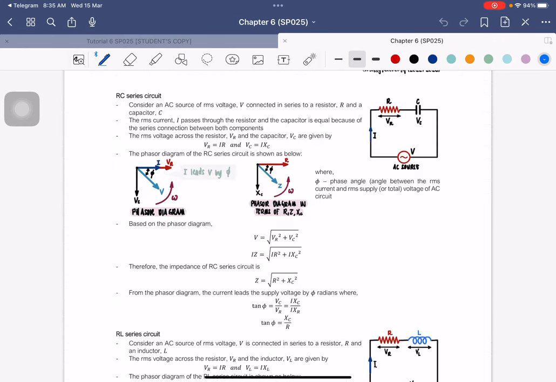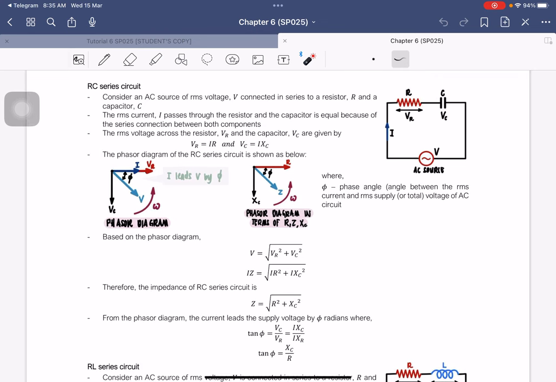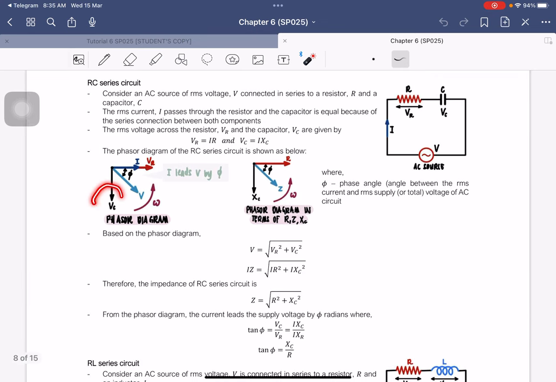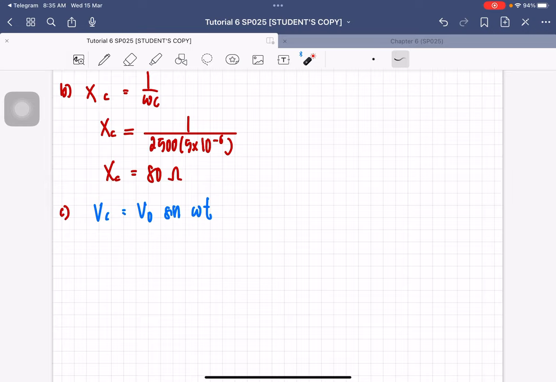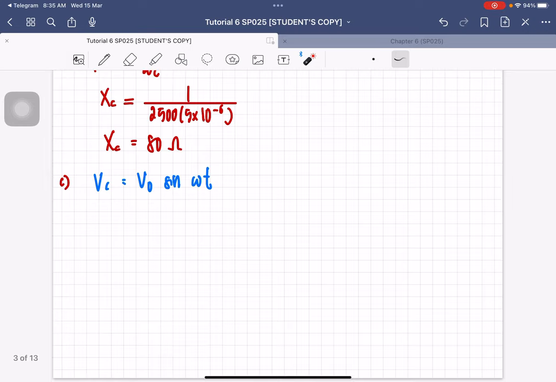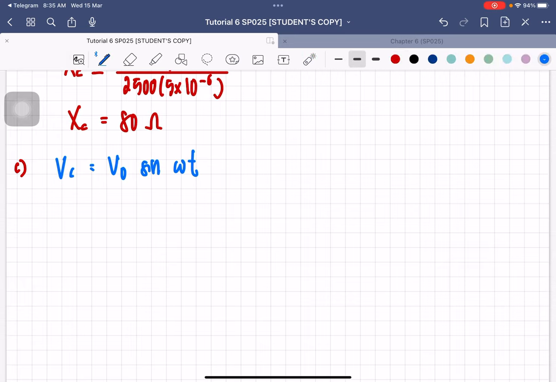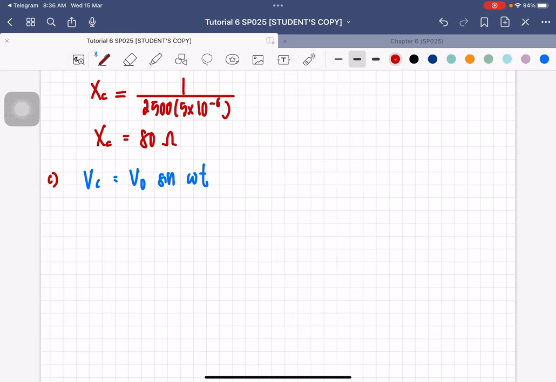Okay, so if we refer to our notes here for the RC series circuit, we can see that the voltage across the capacitor will lag the current by pi over 2 radian, by 90 degrees. So it lags, meaning the current leads the voltage across the capacitor by 90 degrees. We're going to keep that in mind, all right? So we know that VC lags I by 90 degrees, or by pi over 2 radian, all right?